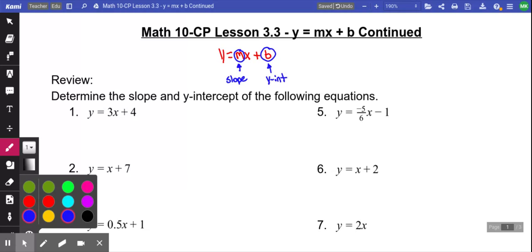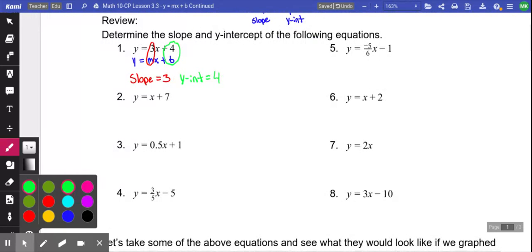So when you look at an equation, like this first example, you can quickly realize, hey, that is in my form y equals mx plus b, which means the slope is 3, and the y-intercept is 4. That's basically what we did yesterday. We'll do a few review questions so you can get a hold of what your slope and your y-intercept are. For the second one, if there's no number in front of the x, that means your slope equals 1, and your y-intercept equals 7.